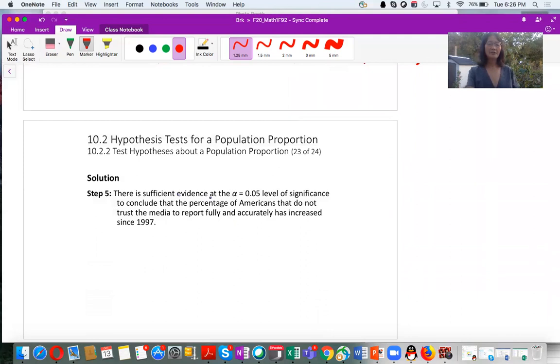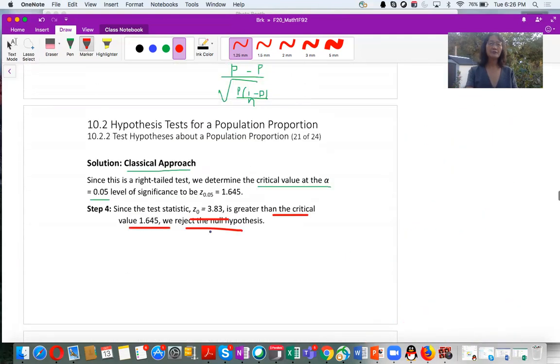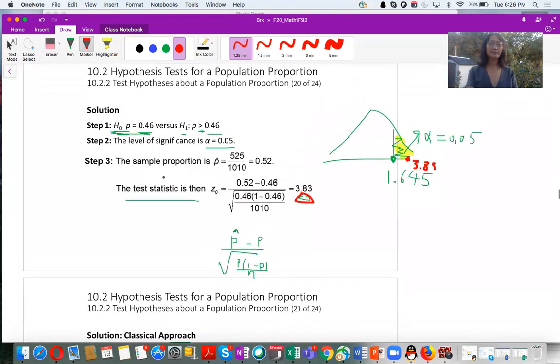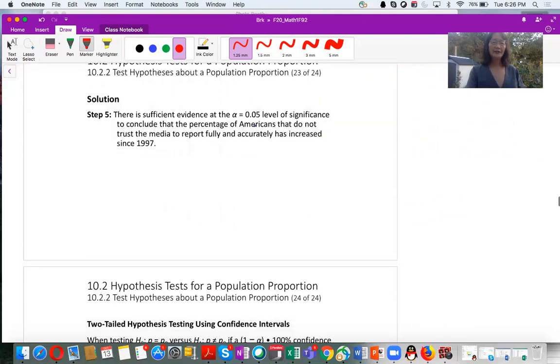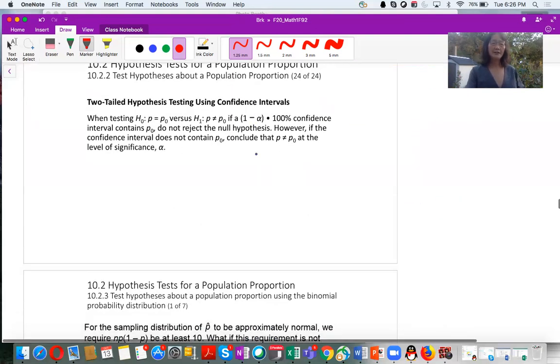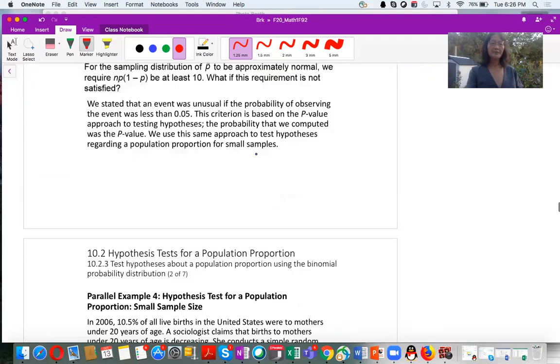So this is the conclusion. I already concluded. So what does it mean to reject H0? Go back to our H0. We reject H0 in favor of H1. So we conclude the proportion increased. The proportion is greater than 0.46. So that is this example.